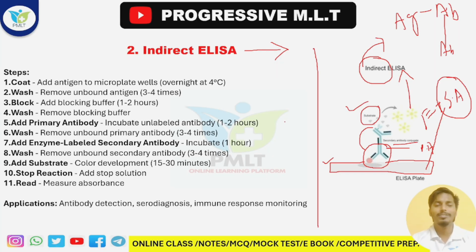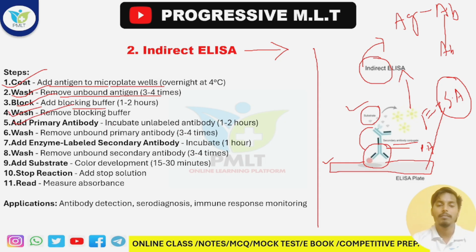Okay, here is also the same thing. See here, the antigen is added to the microplate. The antigen is already coated. After that, see here, remove the unbound antigen. You just have to remove it. After that, you have to add the blocking buffer. This blocking buffer basically helps to prevent non-specific binding. I have already told you that in every step, a wash is required.